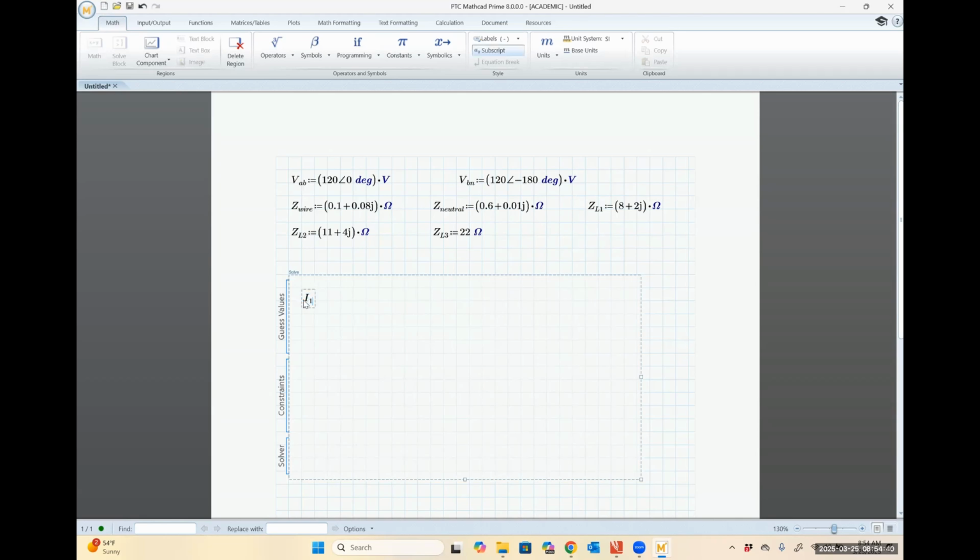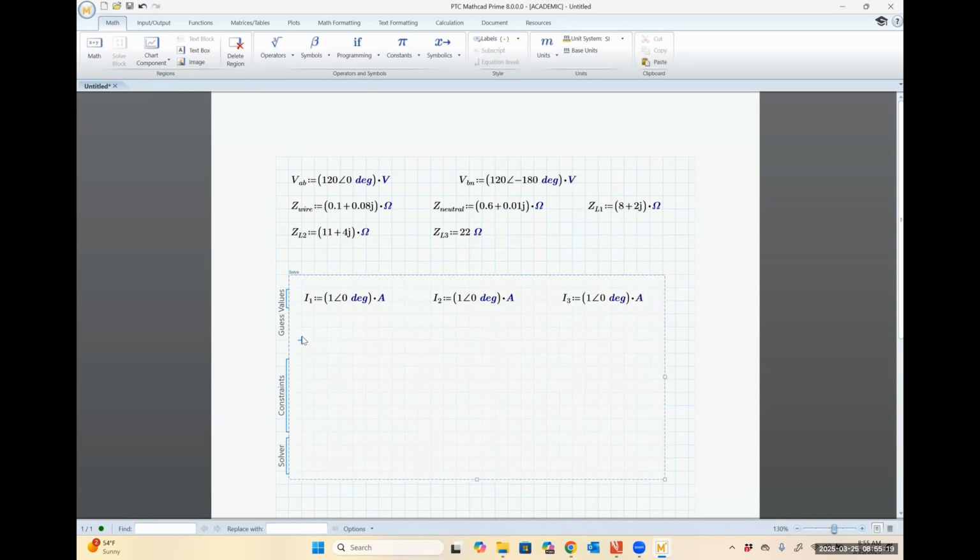So I'm going to have a current of I1, and I'm going to just start at 1 angle 0 degrees amps. That's my usual guess value, the number 1. So 1, Control Shift P, angle 0 degrees, multiply by an amp. I'm going to use this exact same guess value for I2 and I3. So I've got the 3 variables that I'm trying to solve for declared.